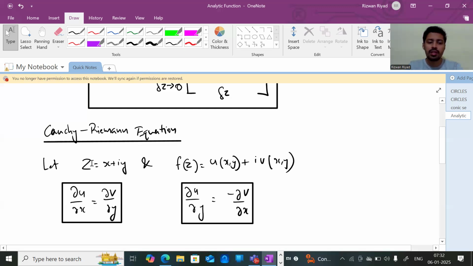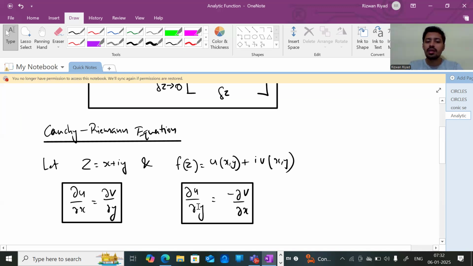You can see here, suppose you have z equal to x plus iy, a complex number, and suppose f of z equal to u of xy plus i v of xy. That f of z is a complex valued function, so we can split it like this. It has a real part and a complex part. So that u of xy is the real part, and v of xy is the complex part. And for our z, x is the real part and iy is the complex part.